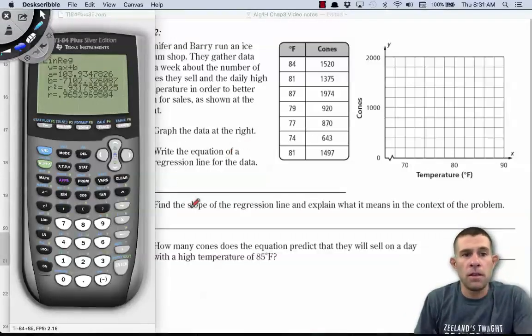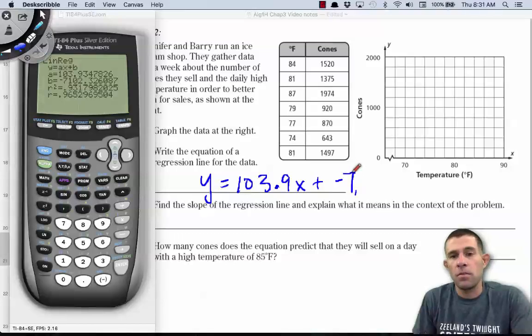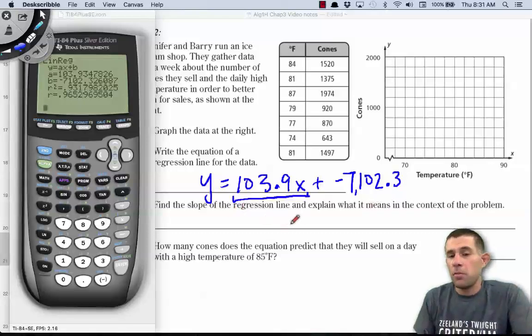And that would read as such: y equals 103.9x plus a negative 7,102.3. Find the slope of the regression line and explain what it means in the context of the problem.